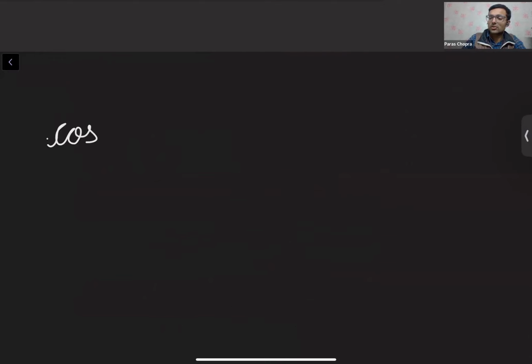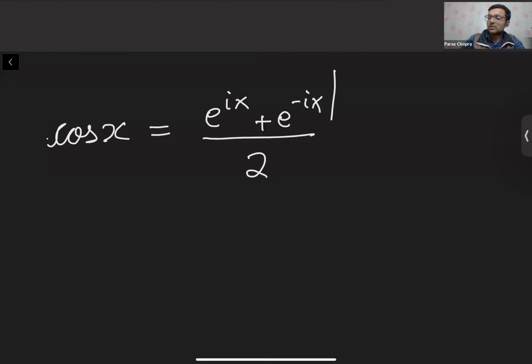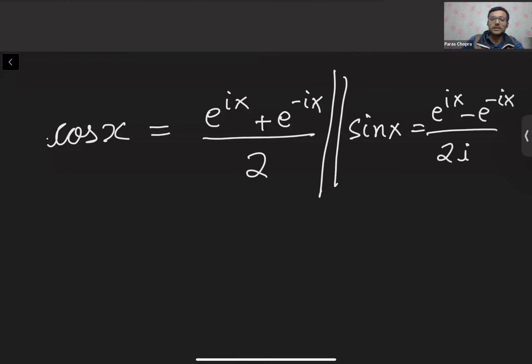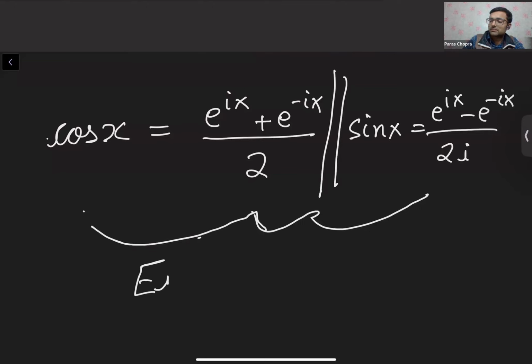ओके, सो ये दोनों आइडेंटिटीज आप याद रख सकते हो, that cos of x is e to the power ix plus e to the power minus ix by 2, and sine of x is e to the power ix minus e to the power minus ix upon 2i. इन दोनों का एक स्पेशल नाम भी है, these two are known as the Euler's identities. नाम याद करने की जरूरत नहीं है, बस आइडेंटिटी पता होनी चाहिए.